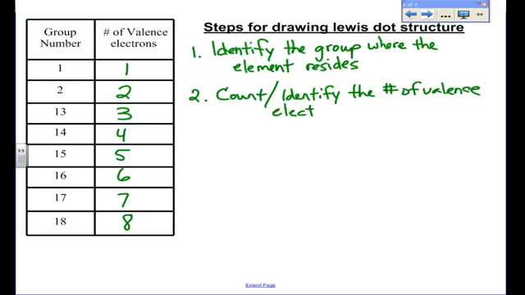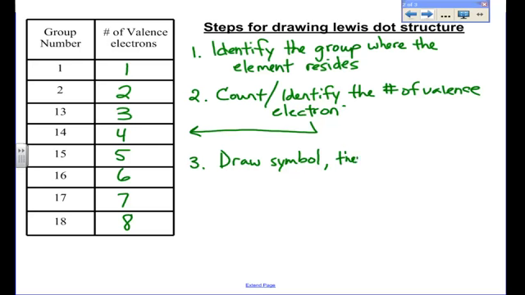And again, we get these valence electrons, or the number of valence electrons, by simply looking at the periodic table, knowing what group that element resides in. The last thing that we'll do is draw the symbol. That's our central part of this structure. Draw the symbol.